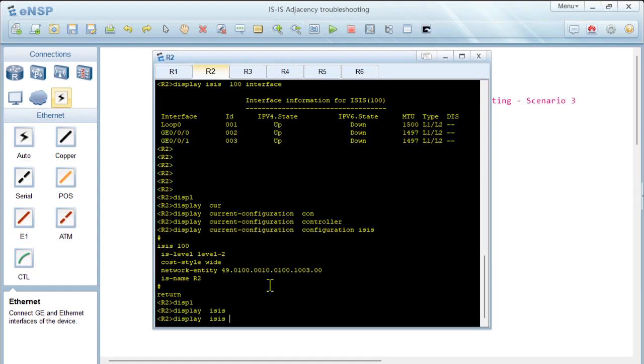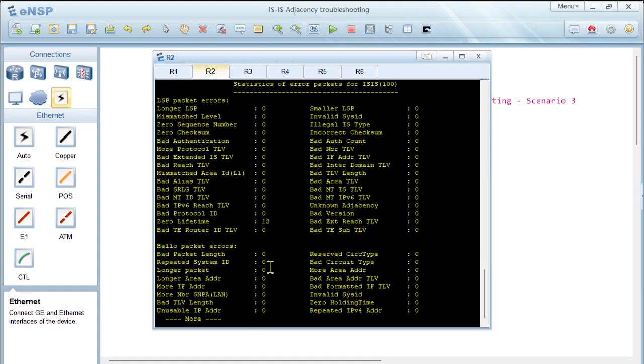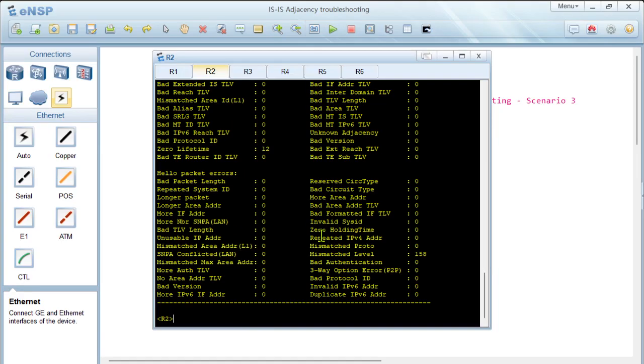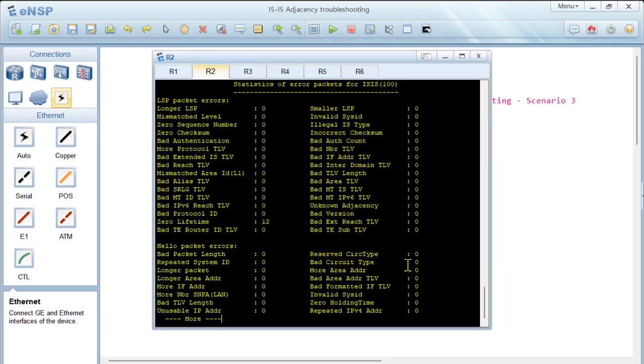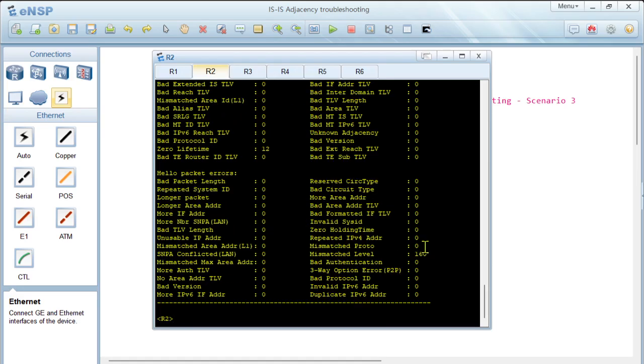If I display ISIS error, this is the command that we've been using. You can see that we are having mismatched level error packets coming in. We are at 158. If I rerun again, you can see that we are at 159. If I keep rerunning the same command, you see that the packets are increasing. So the issue is clear. We have mismatched levels. So when we talk of ISIS levels, we know that we have 3 levels.